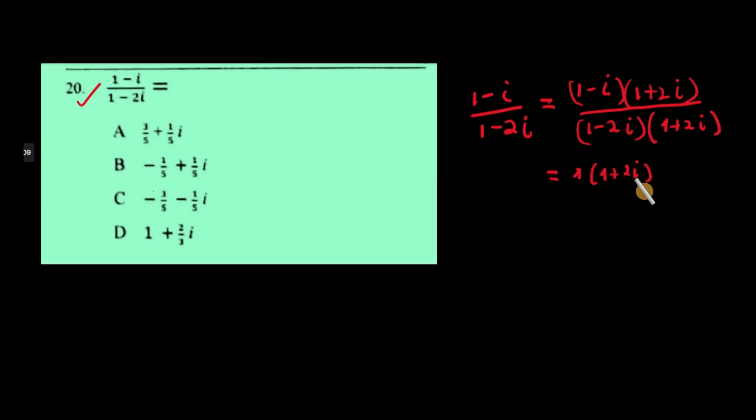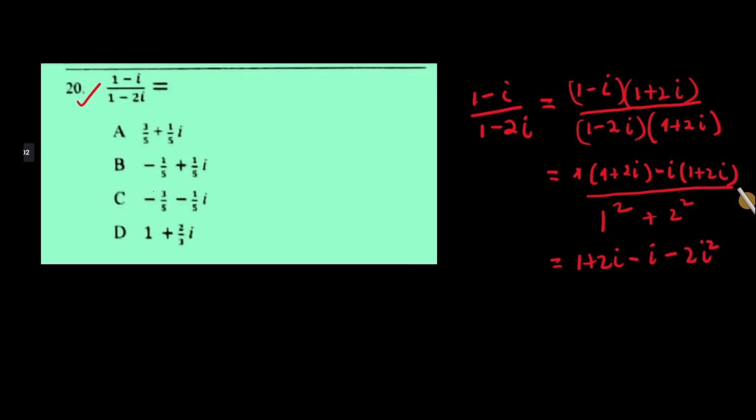That is 1 times (1 plus 2i) minus i times (1 plus 2i) all over 1 squared plus 2 squared, which is equal to 1 times 1 plus 1 times 2i, which is 1 plus 2i, minus i times 1, which is i, minus 2i squared, that's i times i, all over 1 squared is 1 plus 4 is 5, which is equal to 2i minus i is i.